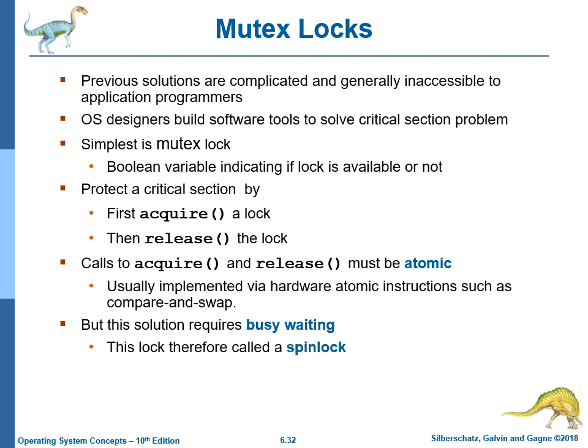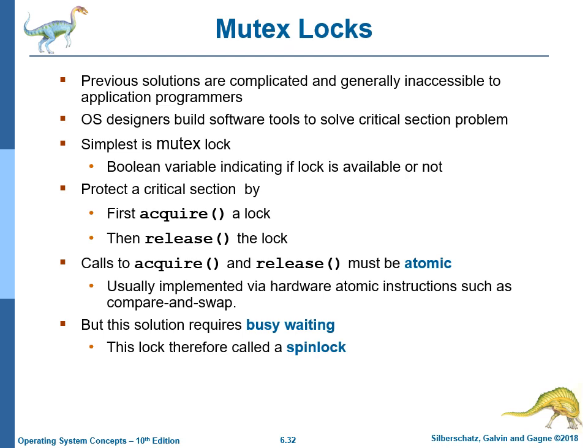Mutex, in fact, is short for mutual exclusion. Then it is combined with lock. So we use the mutex lock to protect the critical region and thus prevent race conditions. In the mutex lock, there is a boolean variable that indicates whether the lock is available or not.